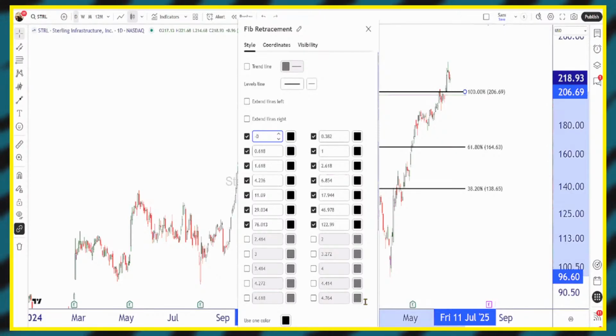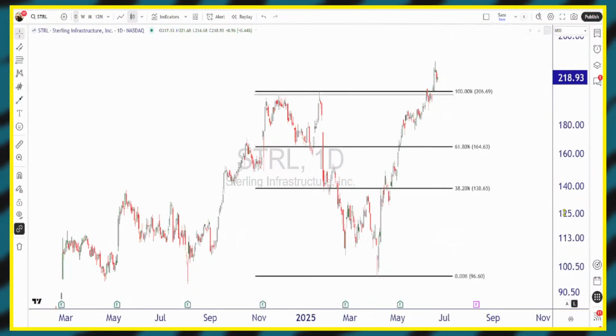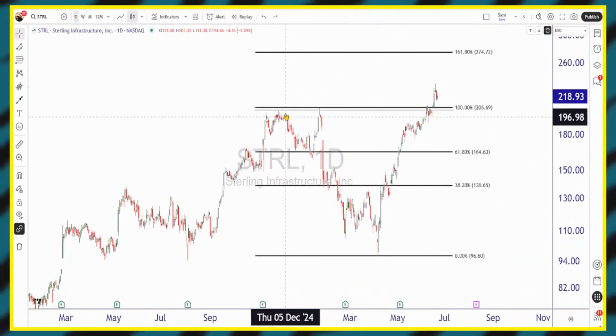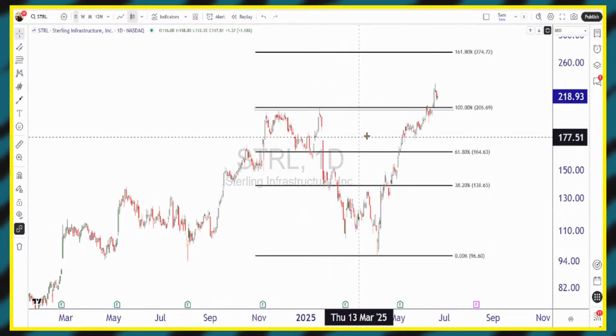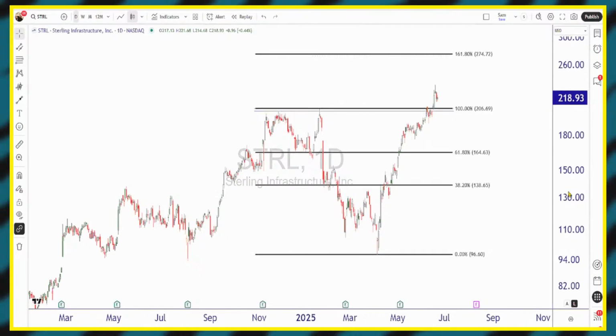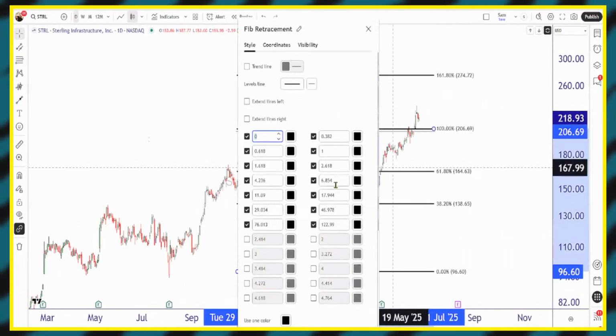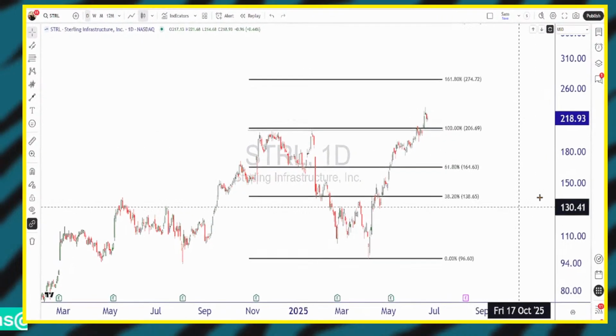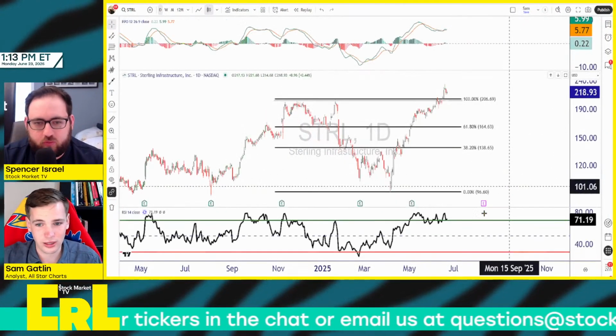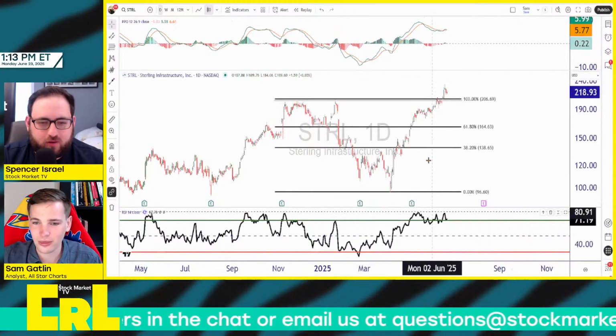But if you do indeed want to trade it with a 3 month time frame, then I would trade it above this high. So that's 206 and a half, let's call it. If you're above there, I think 274 is the first target. I see no reason for it to not get there. This one looks great. Look at that overbought momentum, Spencer.